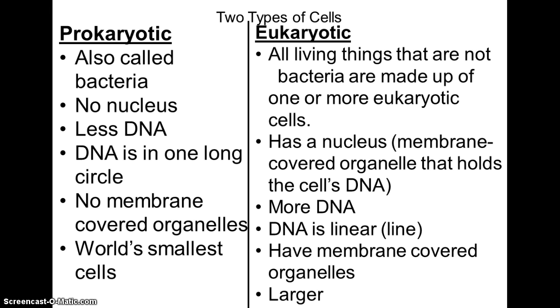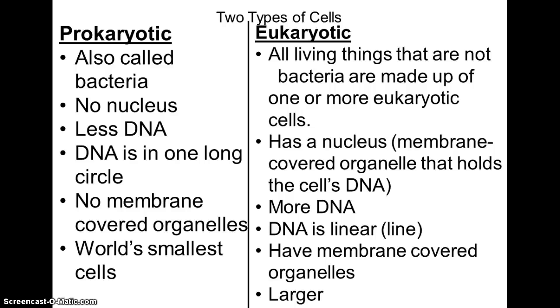And they also have less DNA, less hereditary material. The shape of the DNA in a prokaryotic cell is one long circle or loop. They have circular DNA. They also don't have any membrane-covered organelles. Now, if you remember from our characteristics of cells, all cells have organelles, but they don't have ones that are covered with a membrane. So they have some, but not a whole lot. They're also the world's smallest cells. Bacteria are incredibly, incredibly tiny.